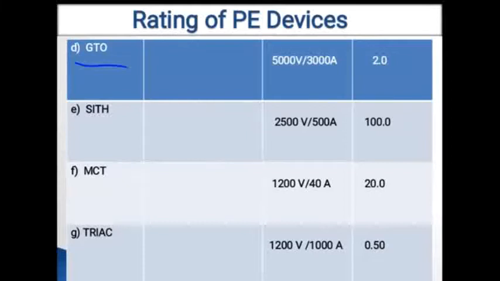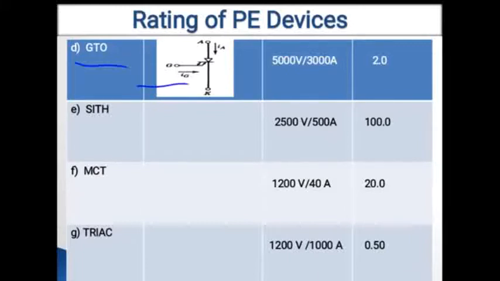Now our next device is the GTO. GTO means gate turn off thyristor, and in this diagram you can see the symbol of GTO. It also has three terminals, anode, cathode and gate, and the voltage rating of GTO is about 5000 volt and the current rating is 3000 ampere, and it has a frequency range of 2 kilohertz.